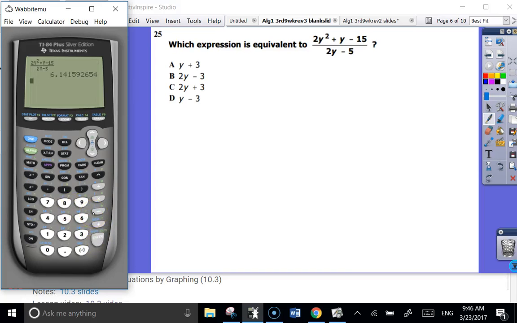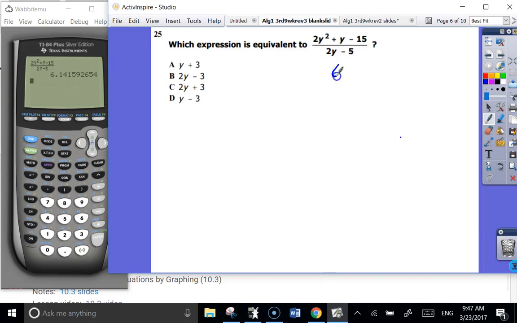So what do you get when you just found the decimal value of the original? 6.14? Yeah. Okay. So now which one of those has that same value? So is it the one that says y plus 3? Yeah. So it's the one that says y plus 3.